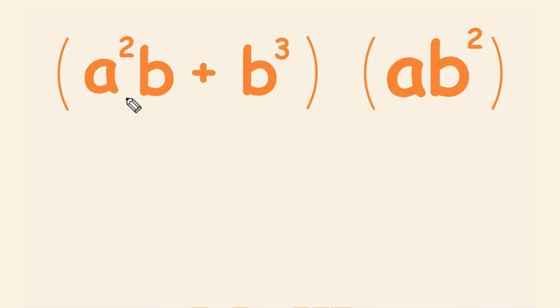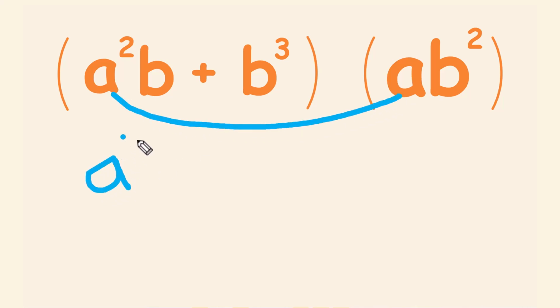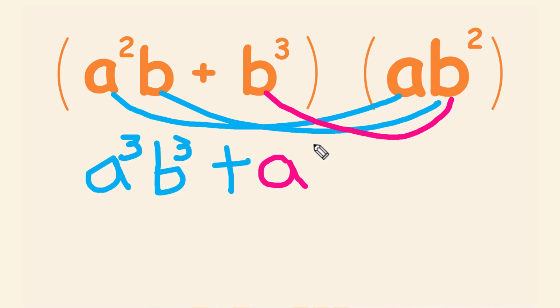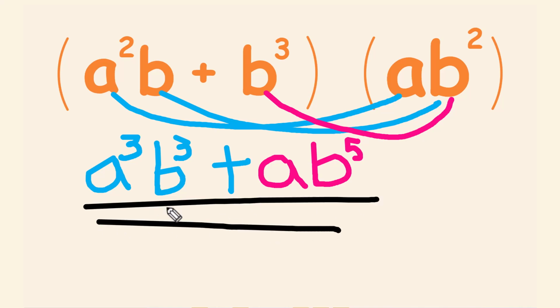Let's distribute a to a. That's a to the third power. B to b. That's b to the third power. Now let's distribute b to the third power to a. We cannot, so let's rewrite a. So let's distribute b to the second power, b to the fifth power.